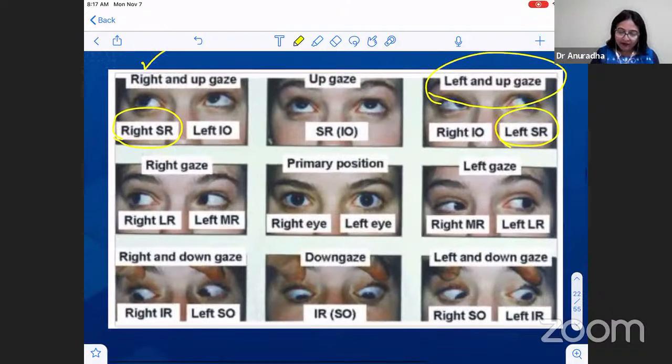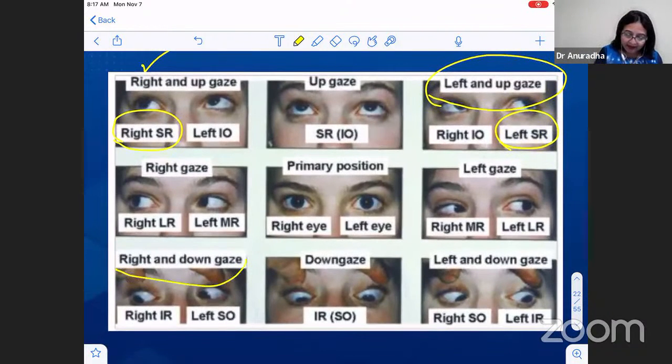Similarly for down gazes, if it is the right down gaze, then right inferior rectus will be active. So same side rectus and opposite side oblique. Whether it is up, then it becomes superior rectus. If it is down, then it becomes inferior rectus. So for left and down gaze, left inferior rectus will be active. I hope you got it better.